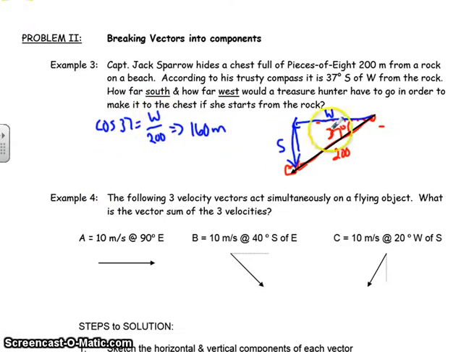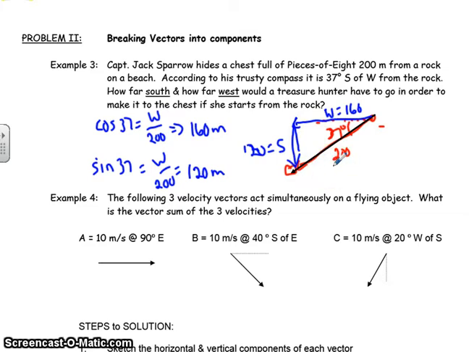And then the south component, which is the opposite side of that triangle, goes with the trig function sine. So I'd say the sine of 37 equals S divided by 200. And if I work that out, and you should work it out yourself, you will get 120 meters. And so what we're basically saying is, if this is 160 and this is 120, then the vector sum of 160 and 120 is 200. Now, we're not going to just add them and say 280. We have to do the Pythagorean theorem, and if you work it out, you'll see that it's 200.